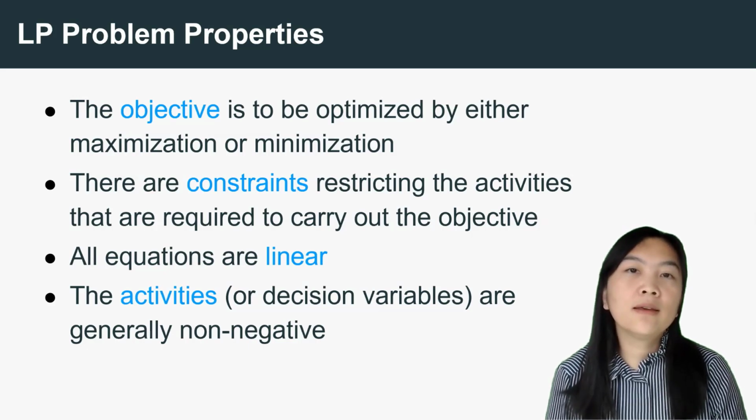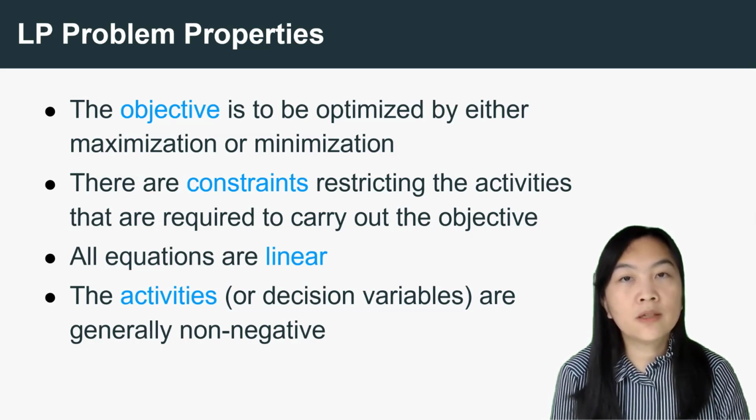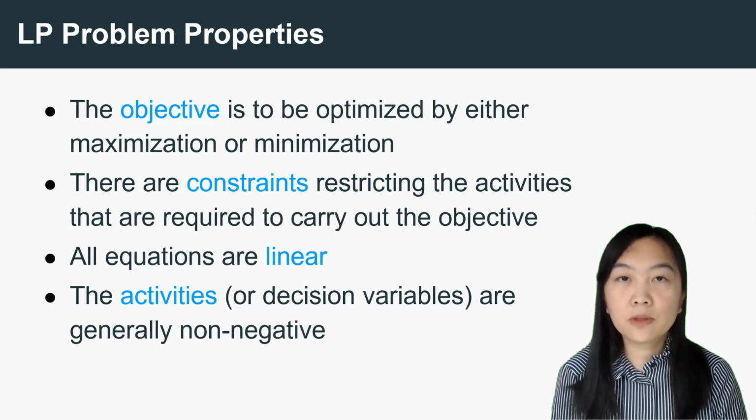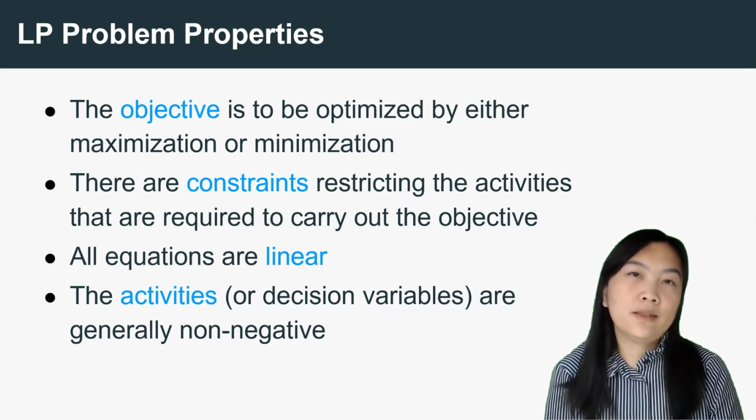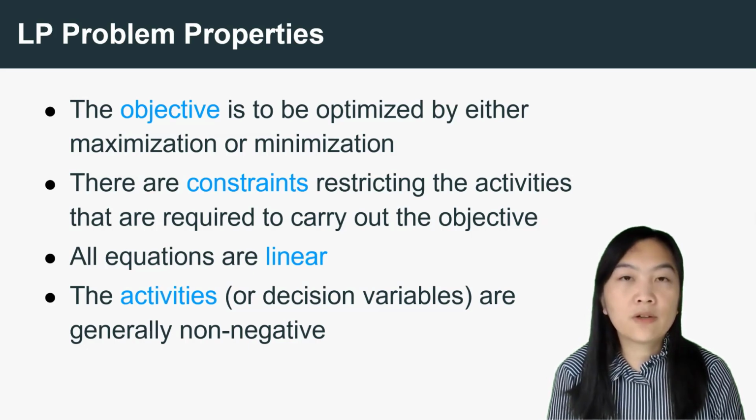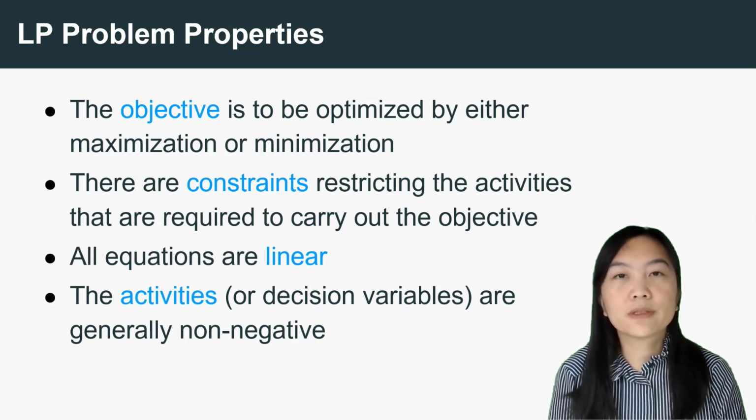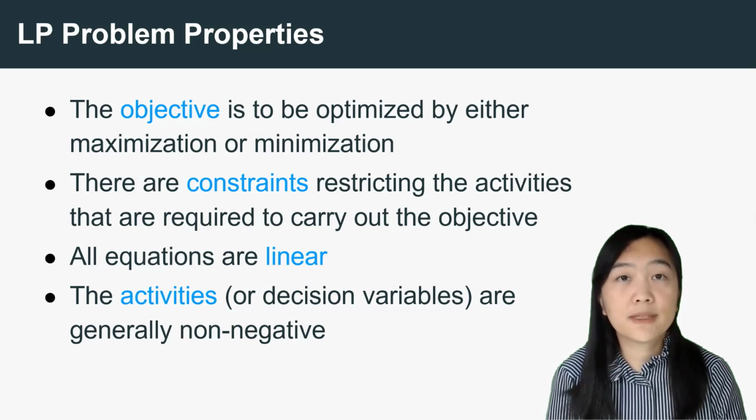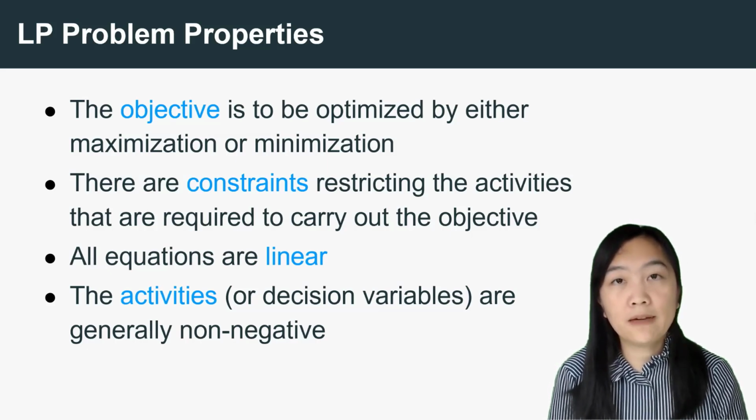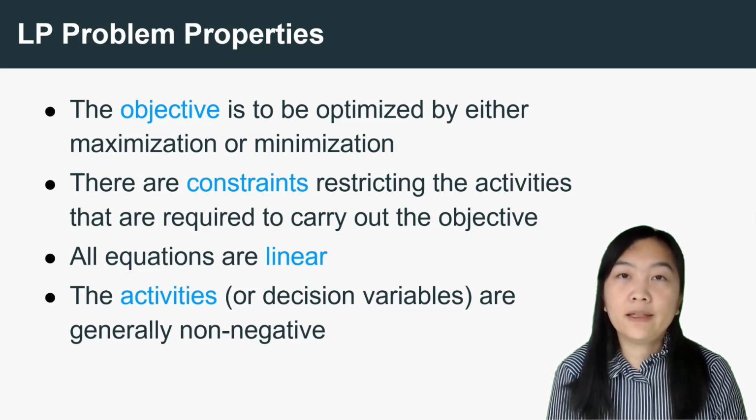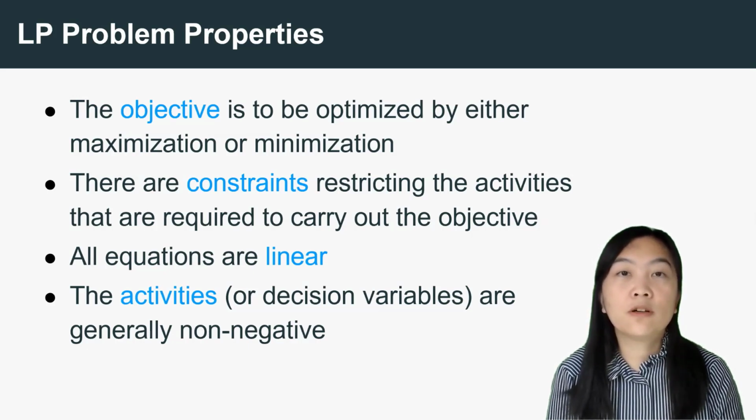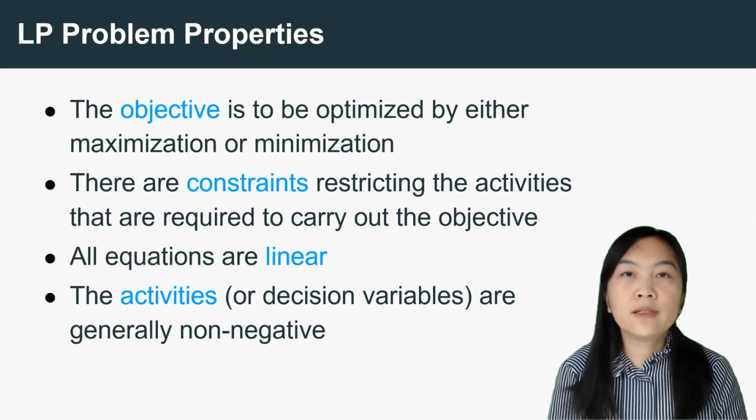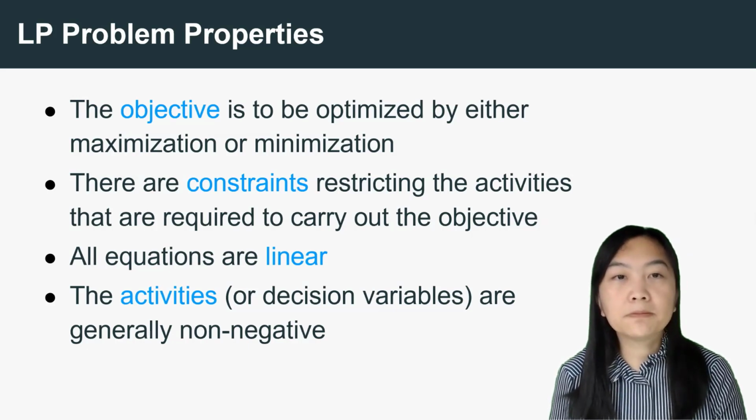And again, in a linear programming problem, all the equations will be linear, and you will hear me talk very often about the activities, or the choice variables, or the decision variables. Usually those decision variables are similar to what we have seen before: what is the optimal level of input to use, or what is the optimal level of output to produce? So in linear programming problems, the decision variables will typically be those two types.